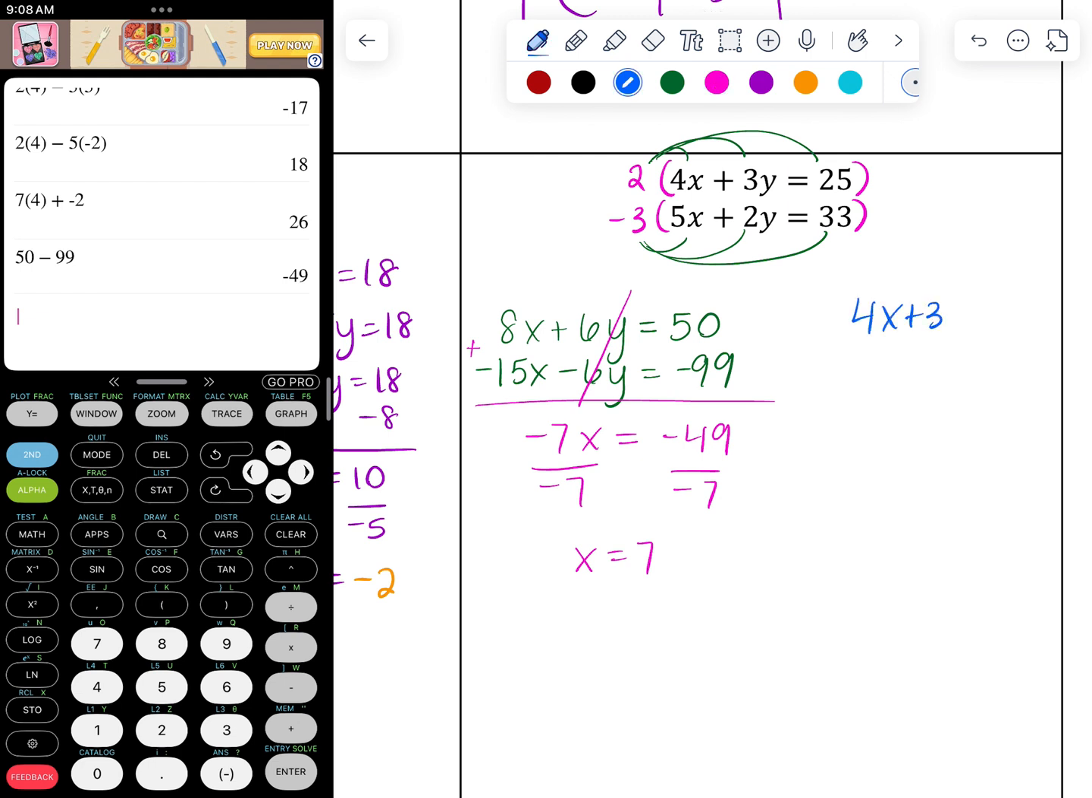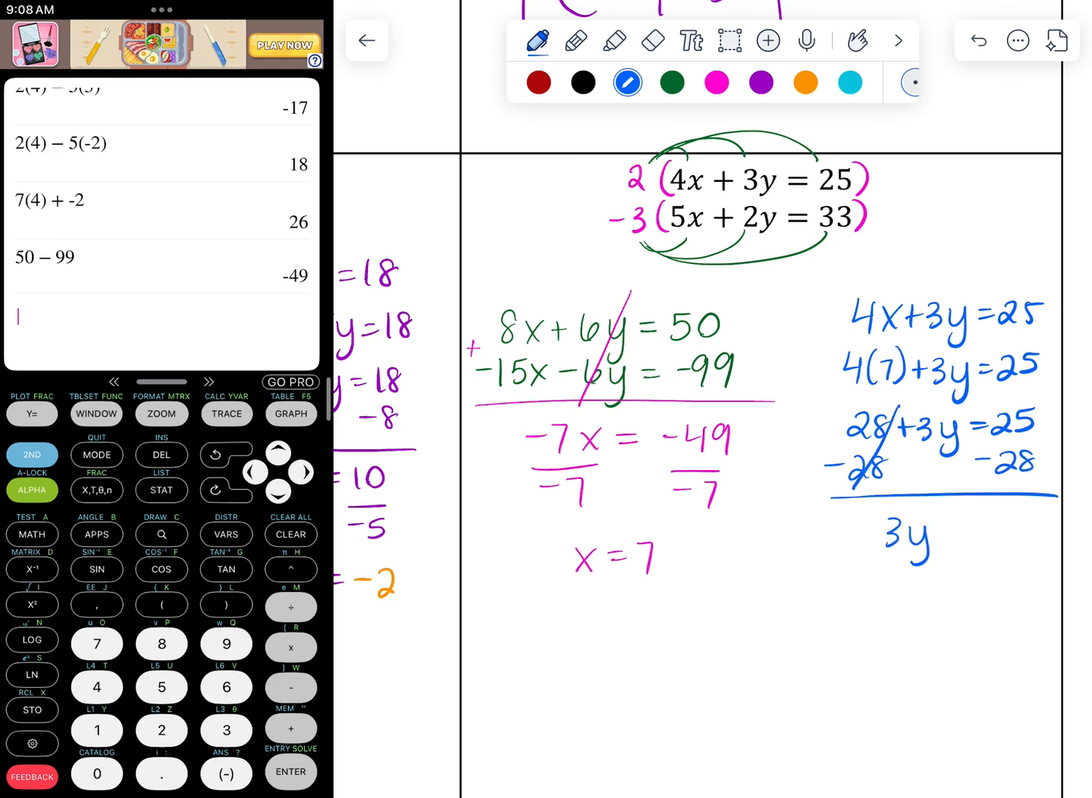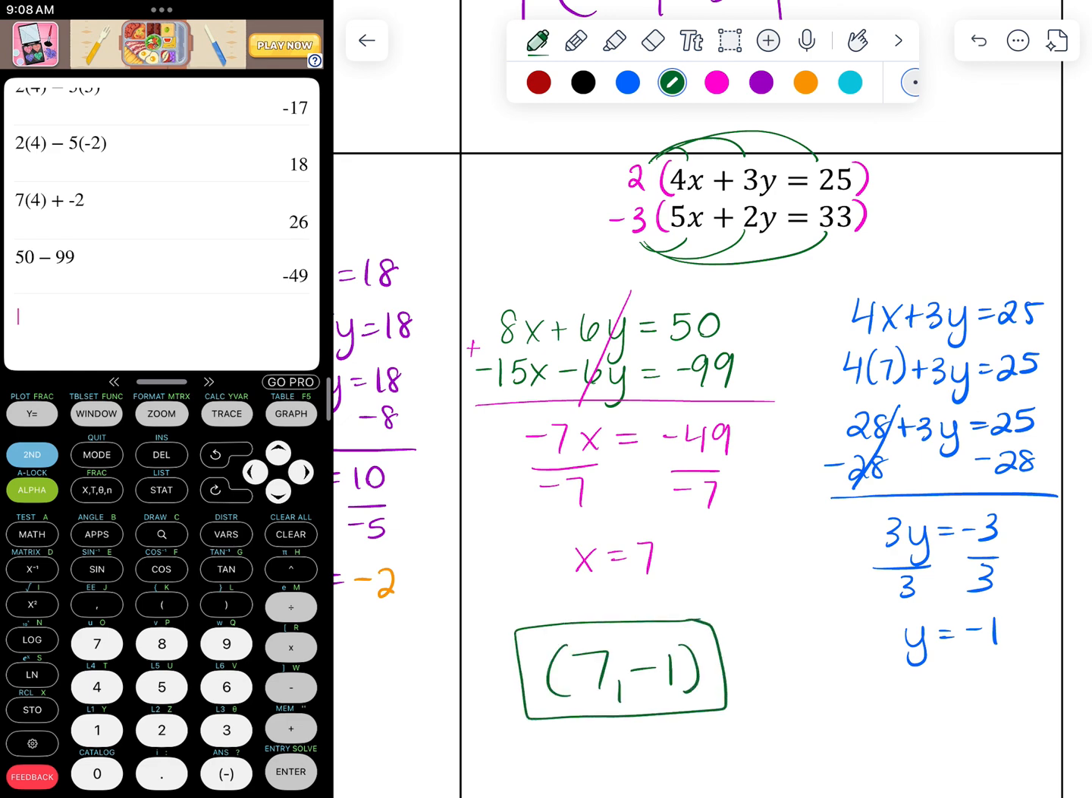Take one of your original equations, rewrite the equation, replace the x with a 7, and now we're going to resolve. 28 plus 3y is equal to 25. Bring the 28 over to the other side. 3y is equal to a negative 3. And when you divide by 3, you get y equals negative 1. Putting our answer together, I've got my x of 7 and my y of negative 1.